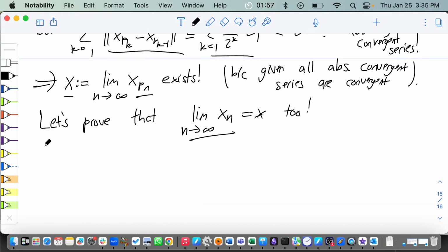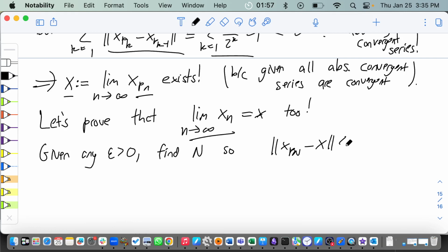Let's do it. So given any epsilon greater than 0, find N so the norm of x_{p_n} minus x is less than epsilon, and actually we know we're going to be combining two things, right? This guy will be close to that, and these guys will be close to that guy, so why don't I make it epsilon over 2, and this will work for all n greater than N, and let's make this a lowercase n. Okay, so the x_{p_n}'s are converging to x, so they get within epsilon over 2 of x.